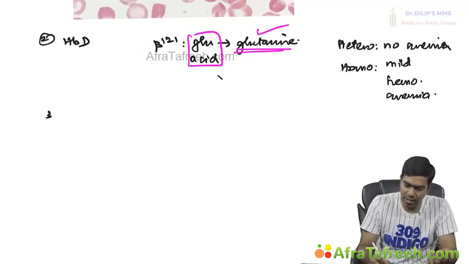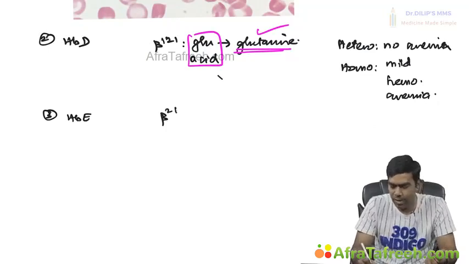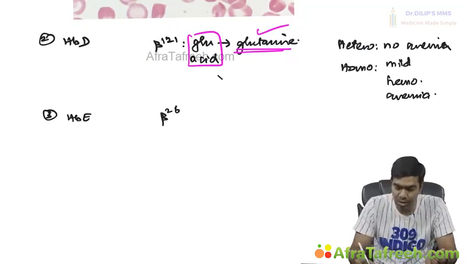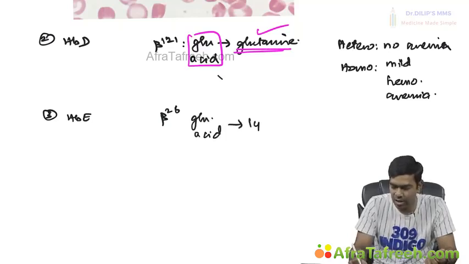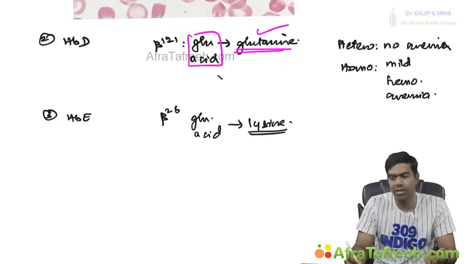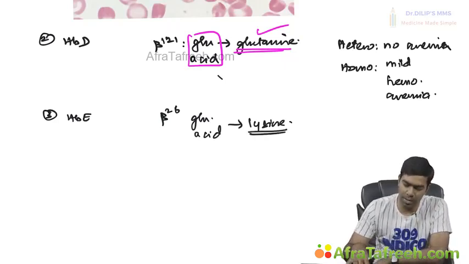And finally, the third one, you have hemoglobin E. What happens in hemoglobin E is that at the beta 26th position, you have glutamic acid again, which gets changed to lysine. Once again, this is the problem in hemoglobin E.